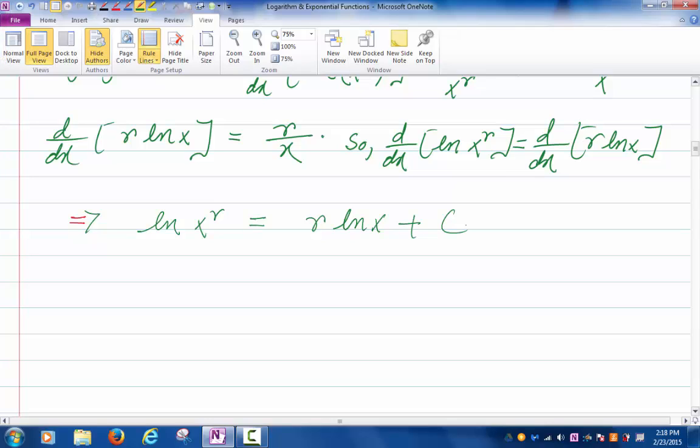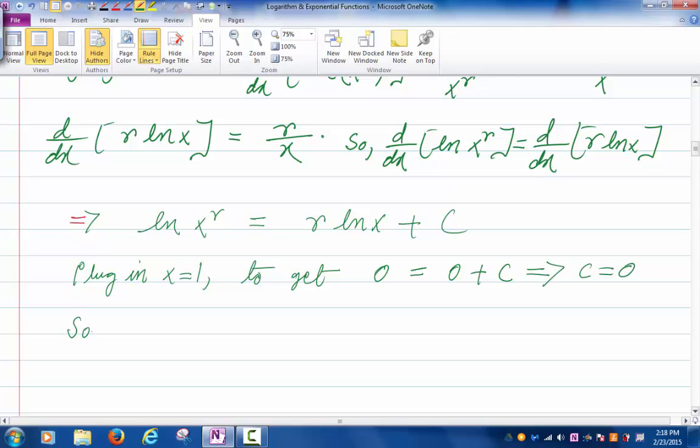Well, what's the value of c? I claim c has to be 0. Why? Well, plug in x equals 1. What's the left-hand side when x is 1? It's ln of 1 to the r, which is ln of 1, which is 0. On the right-hand side, I get r times ln of 1. Ln of 1 is 0, so I get 0 plus c, which tells you c has to be 0.